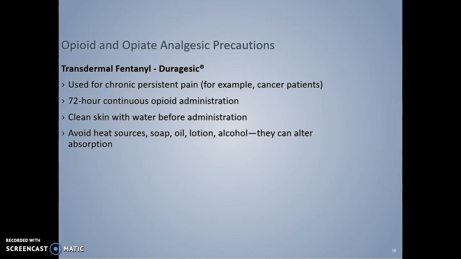Is fever considered a heat source for the contraindication of transdermal fentanyl? What do you think?